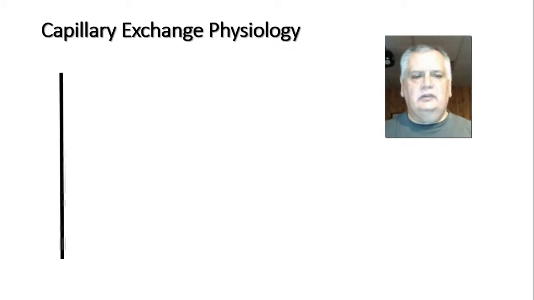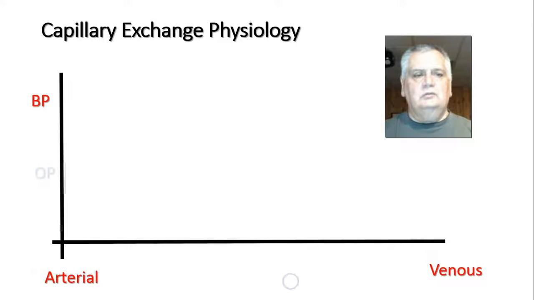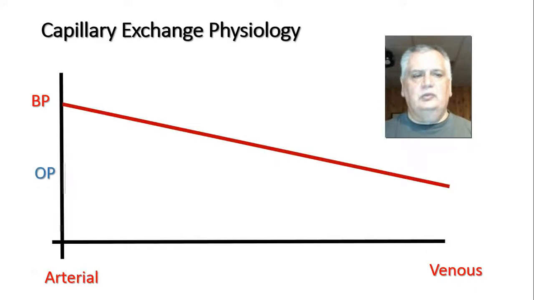Another way to look at this is graphically. So let's draw a little graph on here, and let's represent what's happening on the arterial side as we move from the arterial side to the venous side to the blood pressure and the osmotic pressure. So we'll plot on our graph blood pressure and osmotic pressure. And of course, as we move from the arterial side, the blood pressure is going to drop because we're moving further and further away from the heart.